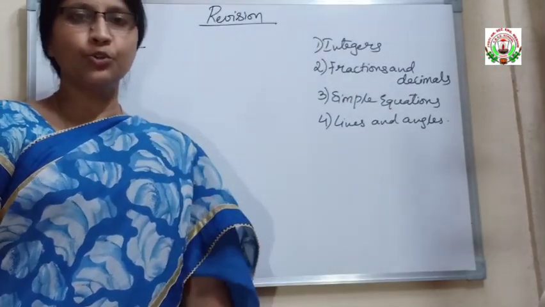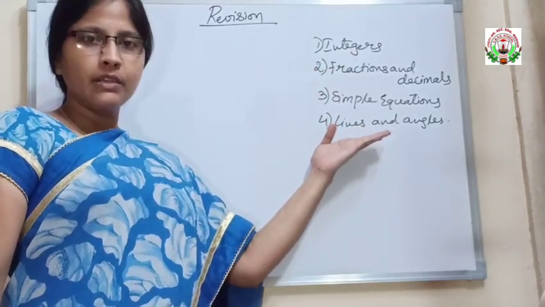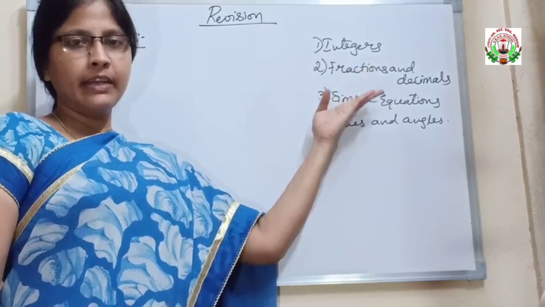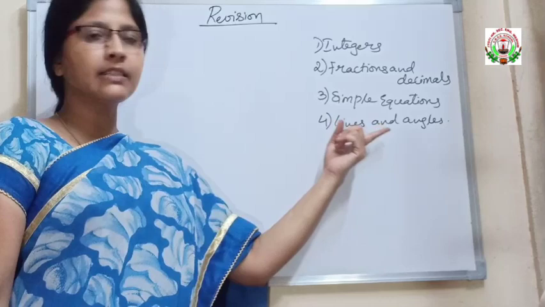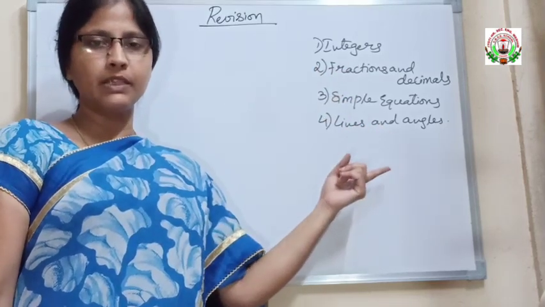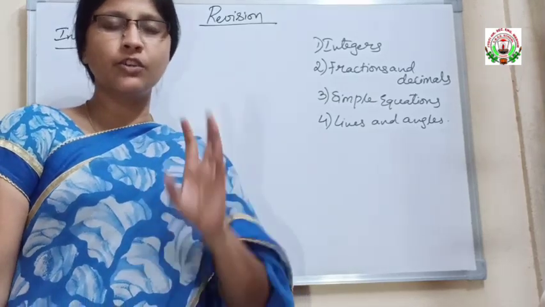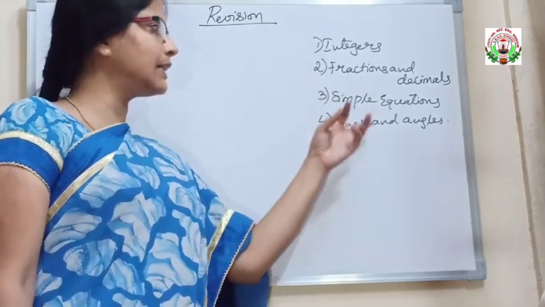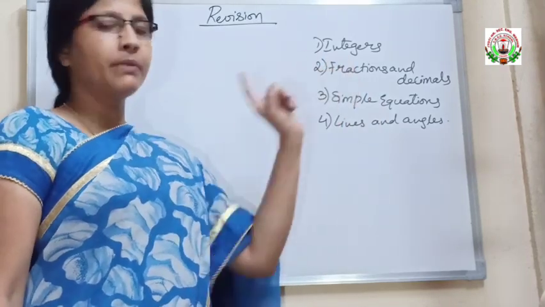In this class we are going to do our revision for our four chapters, that is fractions, integers, fractions and decimals, simple equations, lines and angles. I told you these four chapters are coming for your pre-midterm examination, and I have also given 3 mock tests based on the chapters here. So today we are going to start a revision of the first chapter, integers.